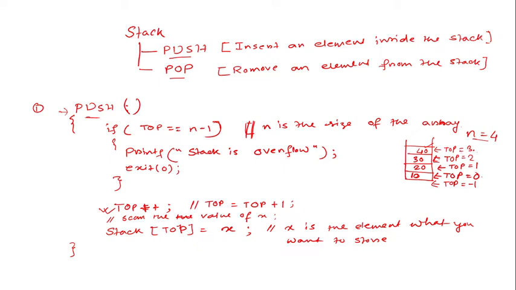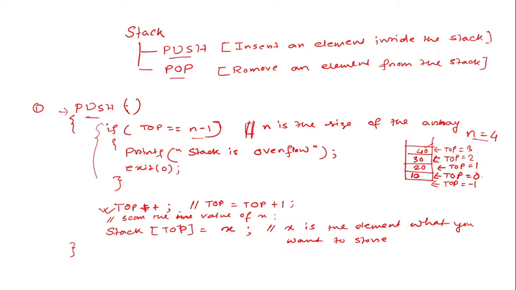So you need to check the value of top. If top is equal to n minus 1, then you need to write down stack is overflow. Stack overflow means the stack is already full and you can't store anything without removing an element from the stack. So if top equal to n minus 1, then exit 0. This condition checking is a must whenever you want to push any element.